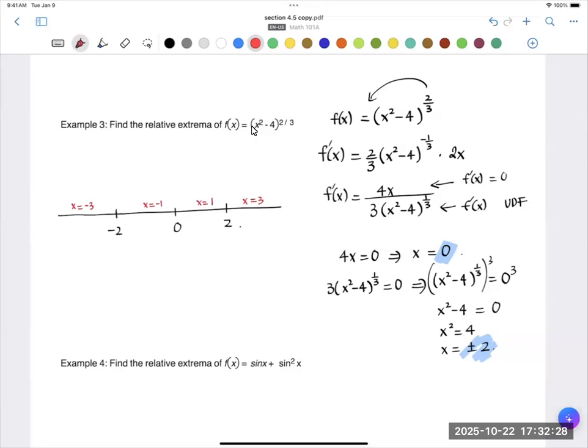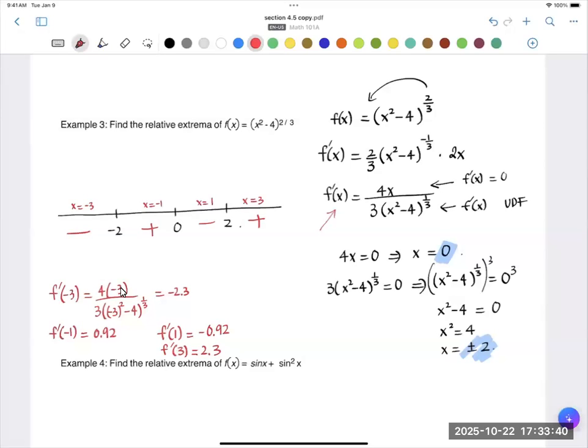Okay, plugging into f prime of negative 3 will be 4 times negative 3 over 3 times negative 3 squared minus 4 to the power 1/3. And then see what the sign of this is. I found all the signs using the calculator. I have negative, positive, negative, positive, so the function goes down, up, down, up. Then we're going to have the min at negative 2, max at 0, and min at 2.